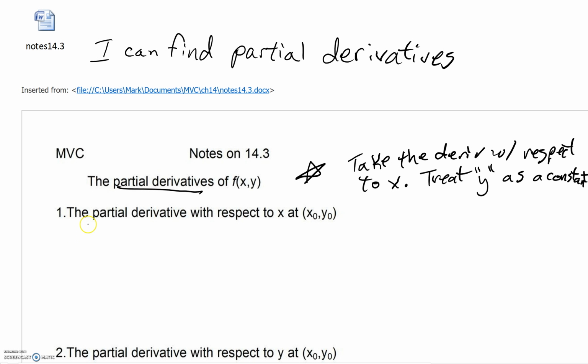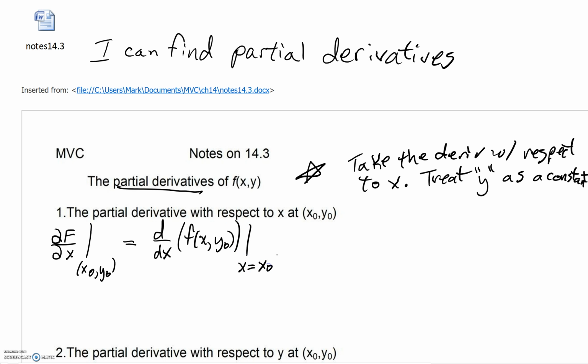So, look, we're going to say the partial derivative with respect to x. What does it look like? You're going to have this little delta right here, almost looks like a backward 6. Partial f with respect to x, you can have a little bar here and say x naught comma y naught. That means the exact same thing as saying d/dx of f of x comma y, or actually f of x comma y naught, because y is really held constant right there.